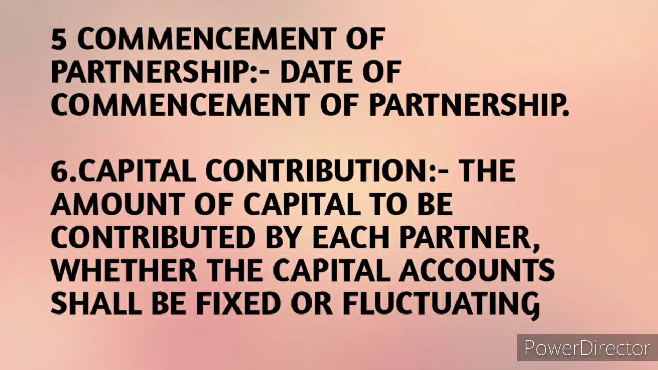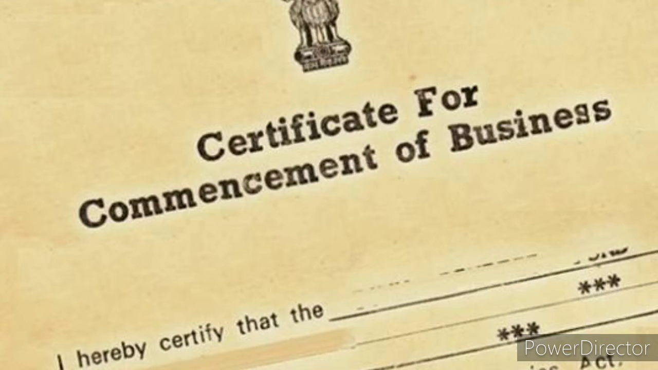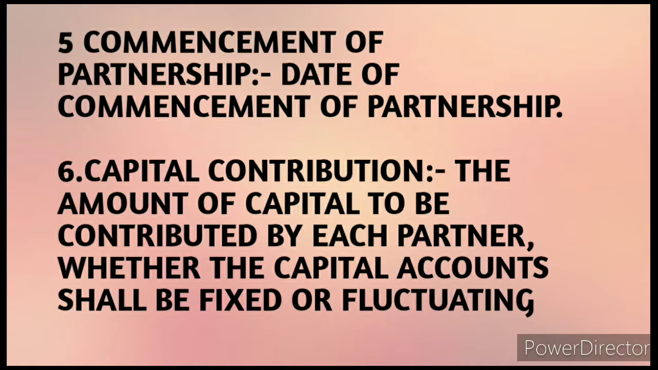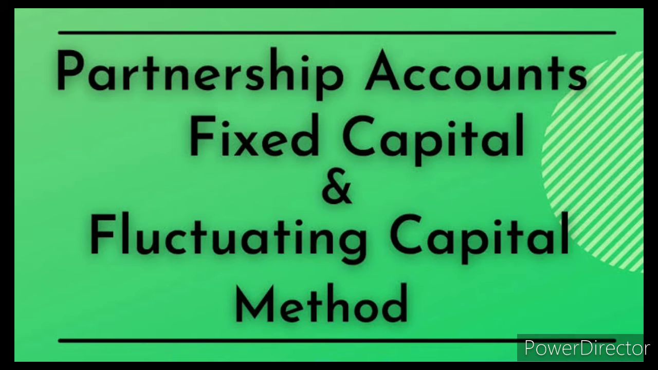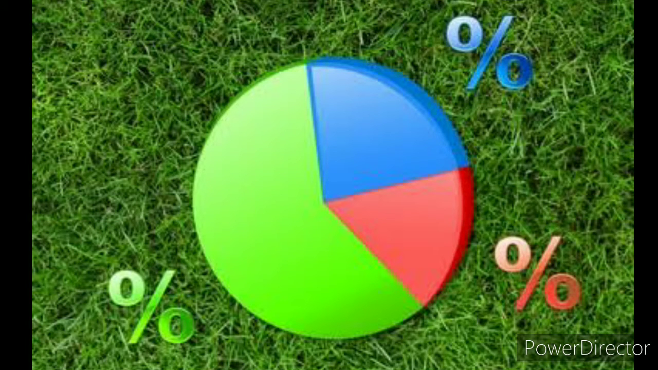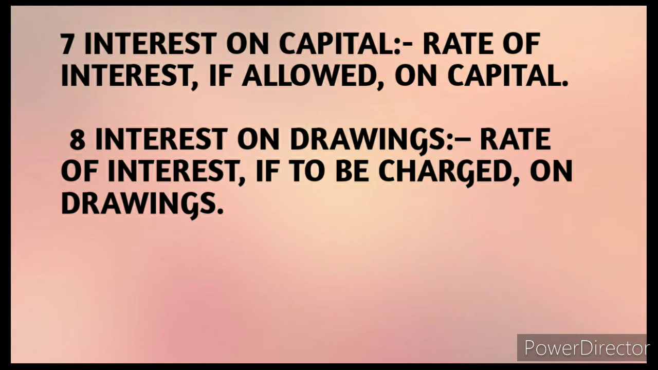Next is commencement of the partnership. It means when the partnership was started, and the date has to be mentioned in the partnership deed. Sixth is capital contribution, the amount of capital to be contributed by each partner, whether the capital account shall be fixed or fluctuating. There are two capital accounts in a partnership, that is fixed capital account and fluctuating capital account. And the capital contribution means percentage of ownership, meaning how much money each partner will invest for startup cost and equipment.